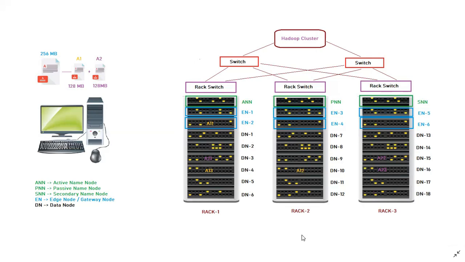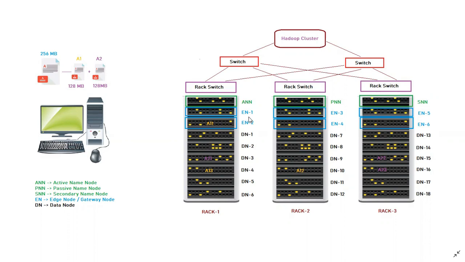So assume we have a cluster with 3 racks. In these racks, I have 3 master daemons, the 3 master nodes: the active name node, the passive name node, and the secondary name node. Anyway, I'm not going to explain what these are. Definitely we'll try to cover these 3 in another session. But meanwhile, understand that this is also a part of the Hadoop cluster as a master.